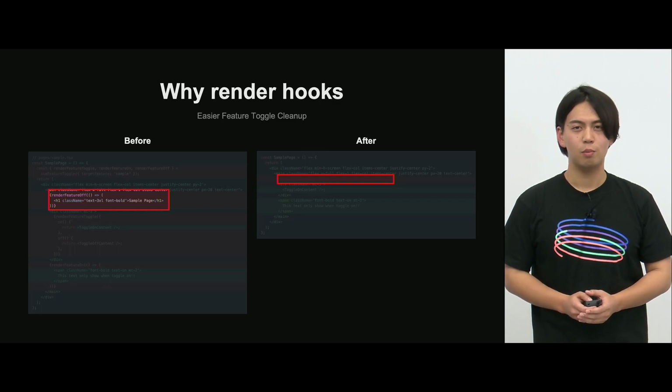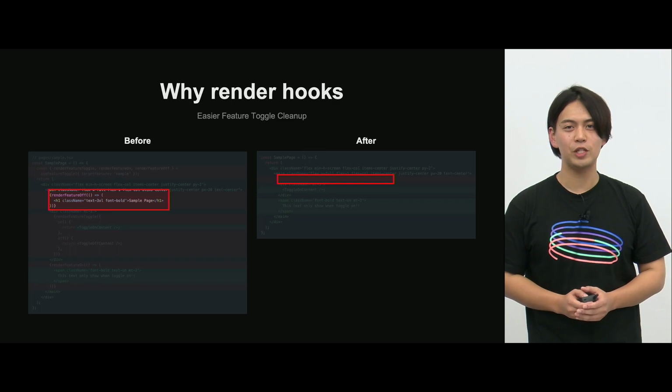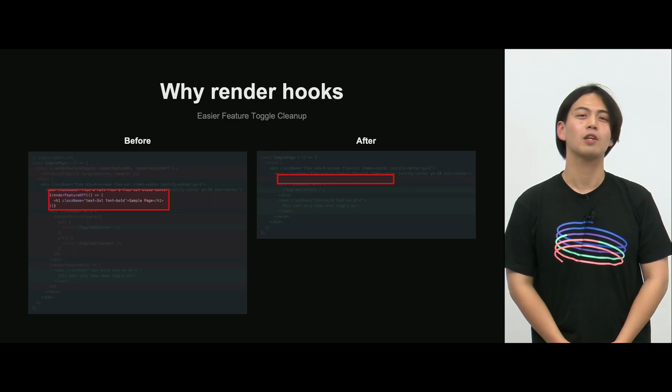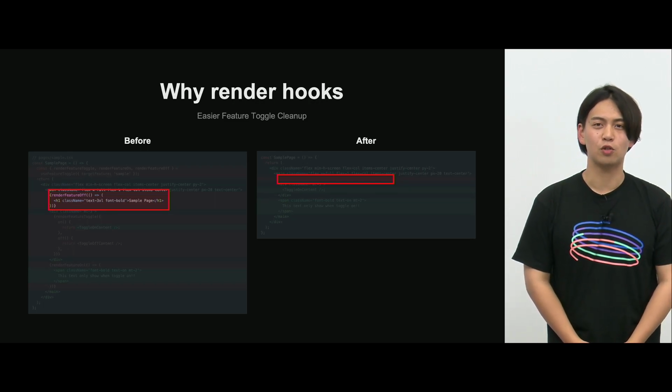So this concludes the explanation of the hooks. If you are using React and want to implement a feature toggle, please check the custom hook of the feature toggle. So, next section.